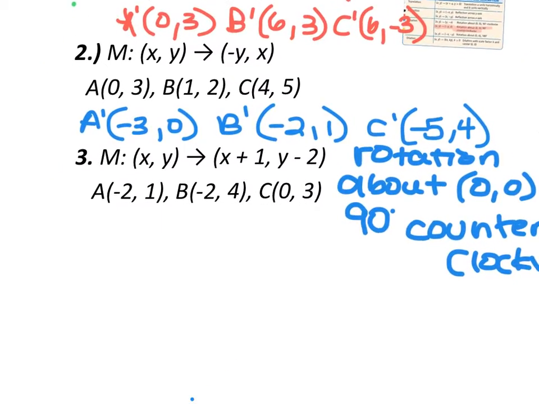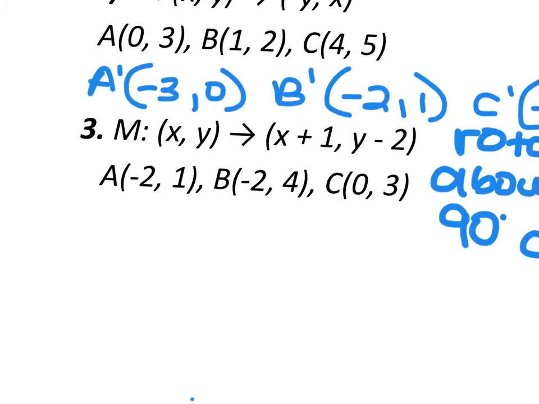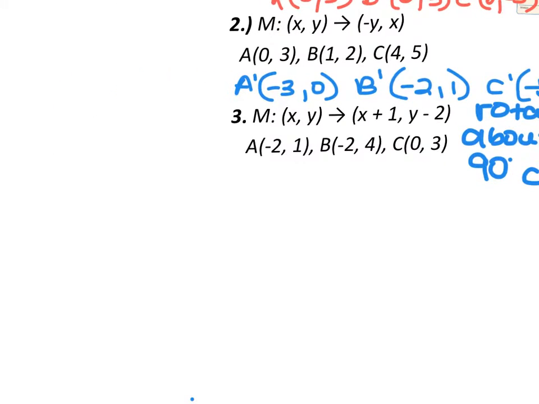Okay, and then 3, you're taking the x and you're adding 1 to it, and the y subtracting 2 from it. What kind of transformation is this? It's a translation, and it is 1 unit right, because that's the x change. Right would be positive, left would be negative, and 2 units down, because the y is being subtracted, or you're doing y minus 2.